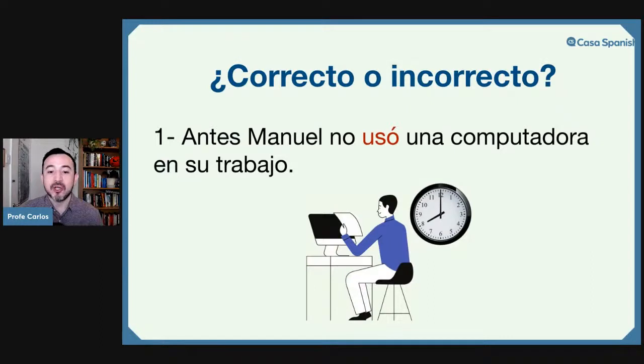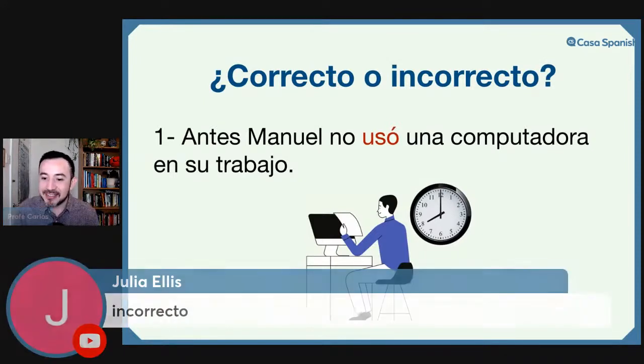Antes, Manuel no usó una computadora en su trabajo. Remember, you can type your answers on the chat. You can tell me whether you think it's correcto or incorrecto, or you can give me the answer. That will be even better if you typed the answer. I'm focused on that verb, usó.